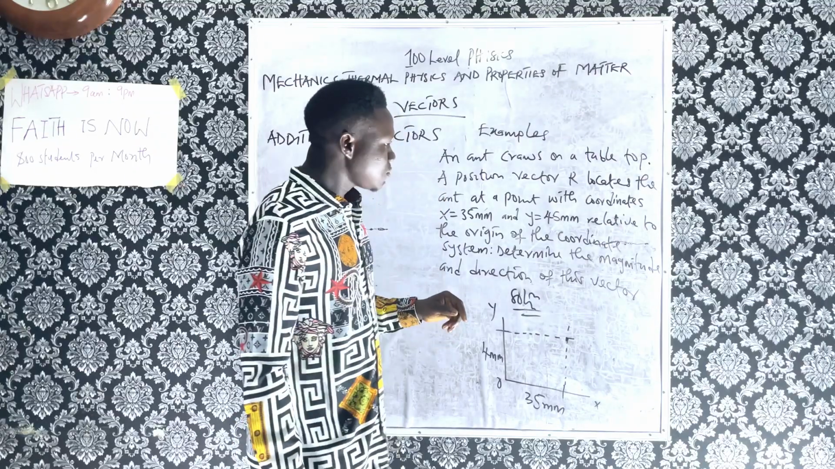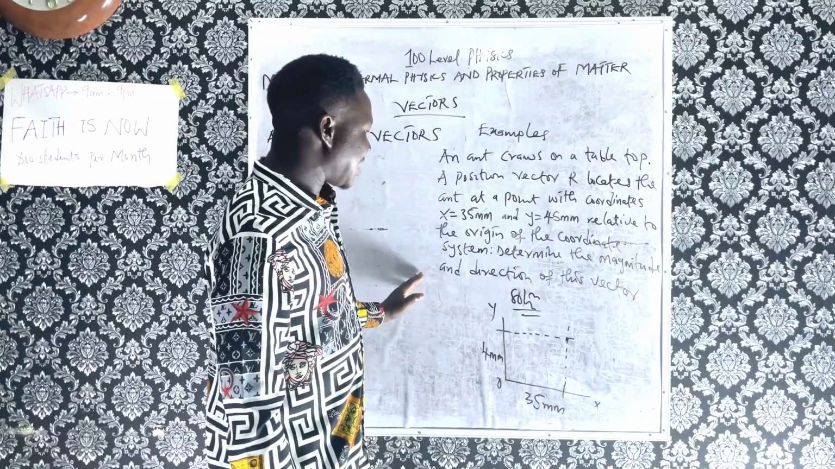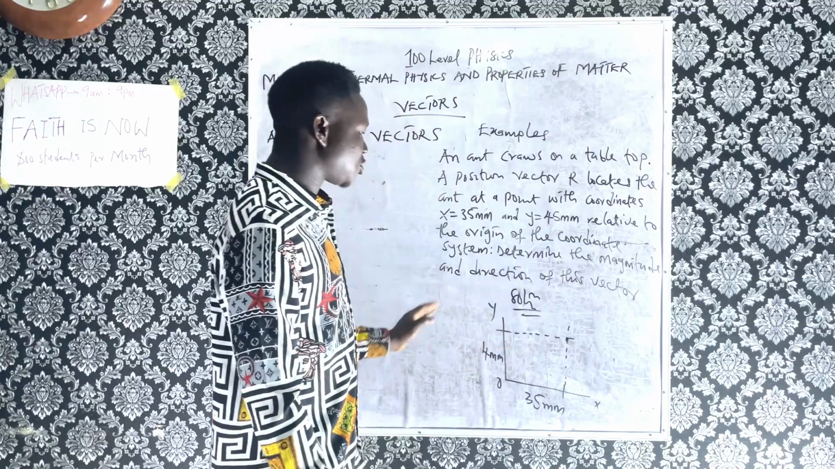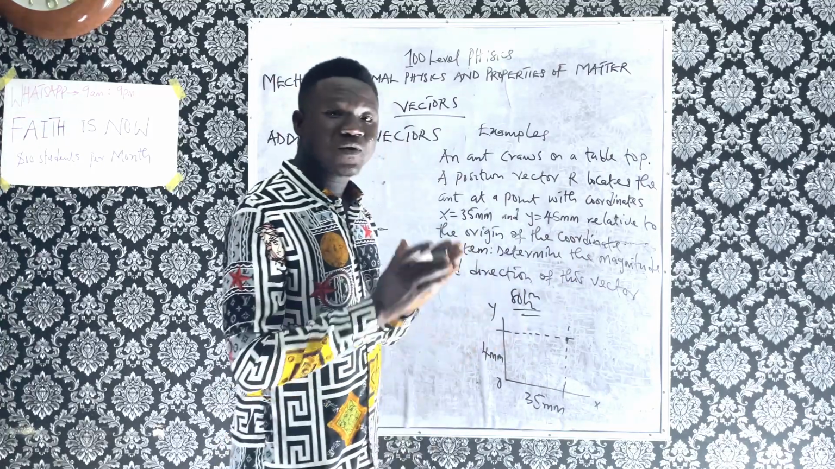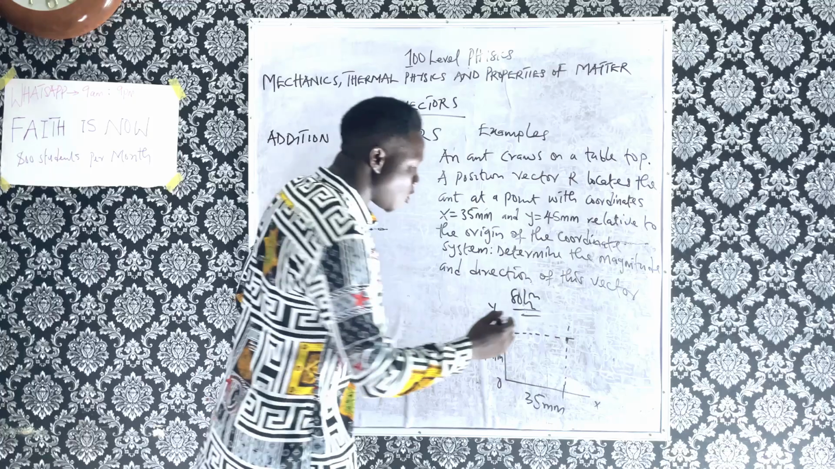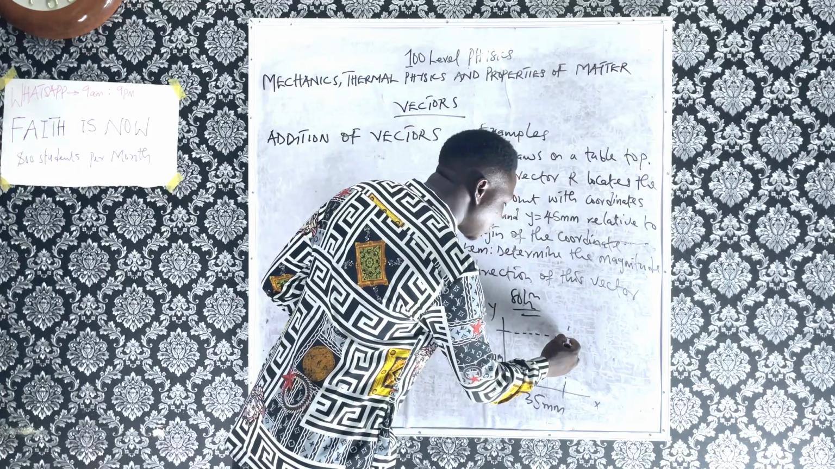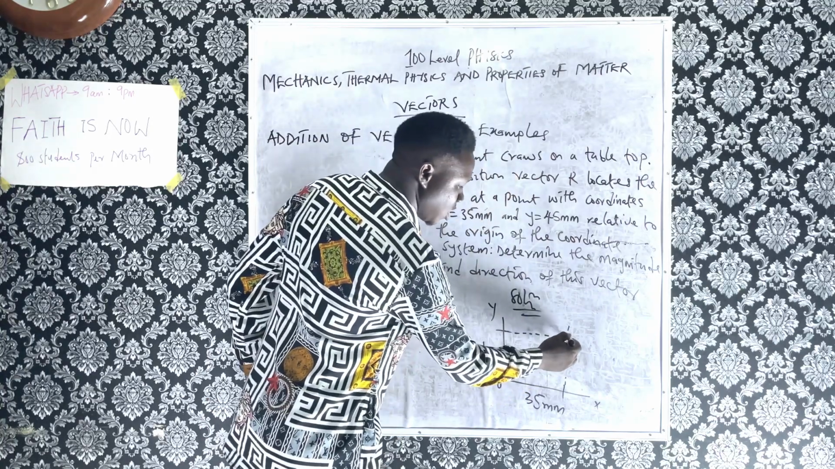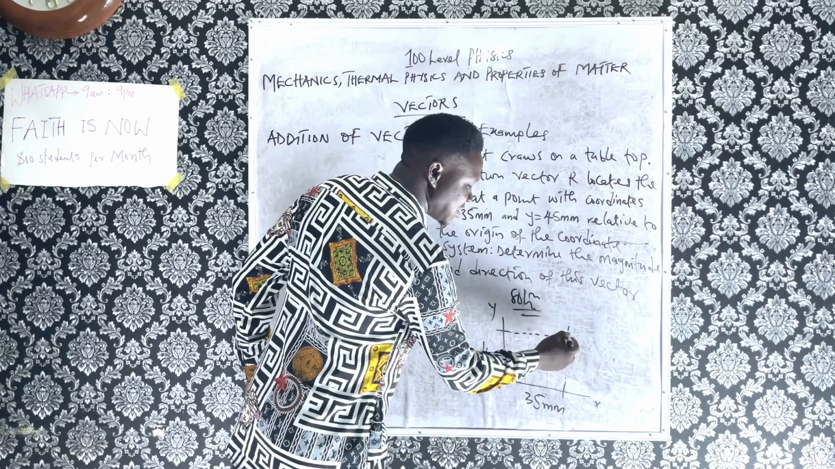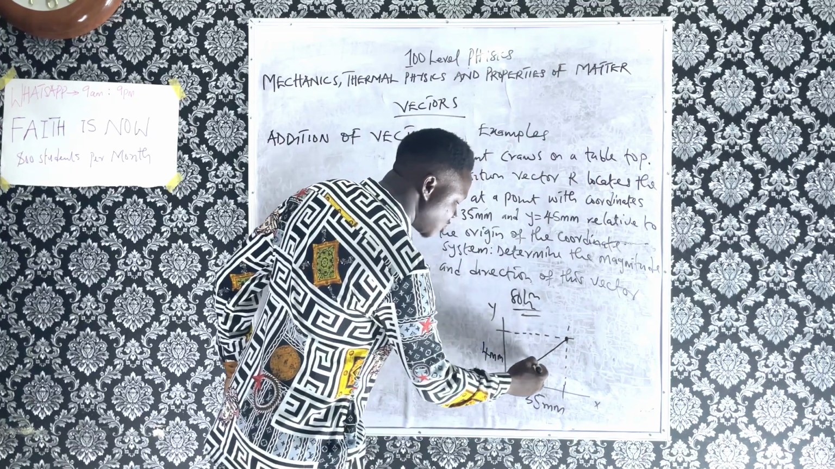They are asking us to determine the magnitude and direction of this vector. The first thing you do is take this point where the ant is now and draw a straight line to the origin.